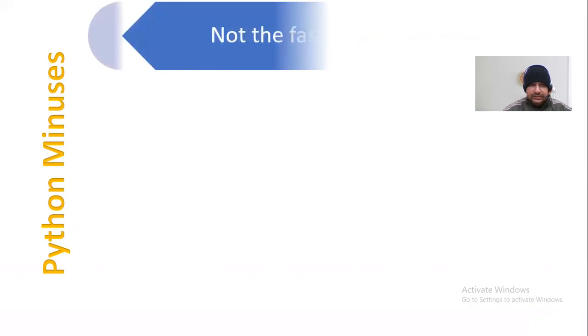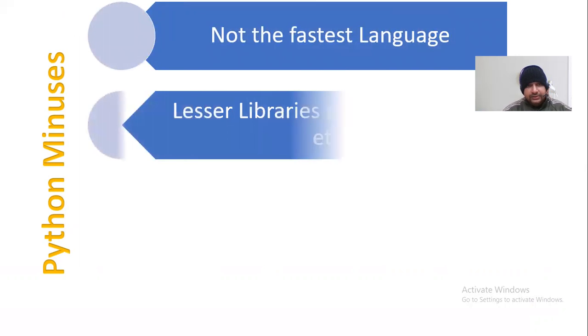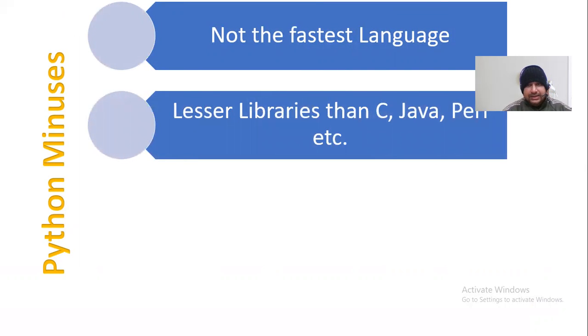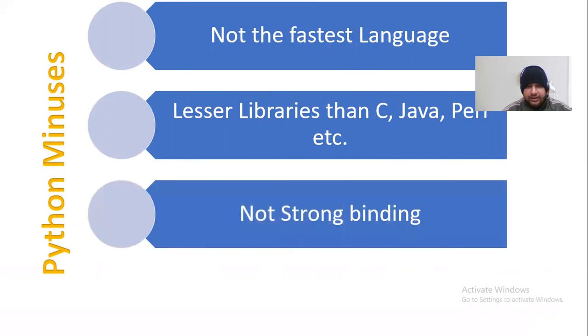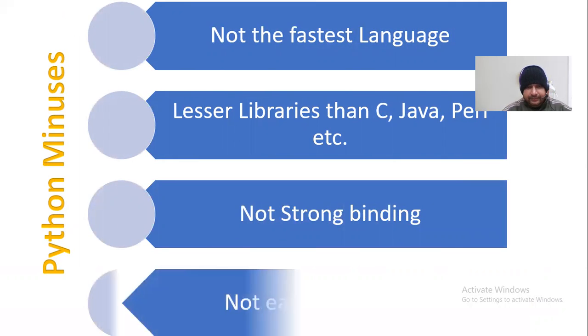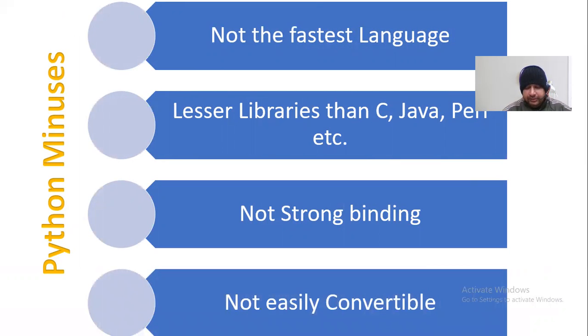Now there are some minuses of Python also. It is not the fastest language, it has fewer libraries than C, Java, Perl, and other languages, it has no strong type binding, and it is not easily convertible. We'll talk about these points in detail.